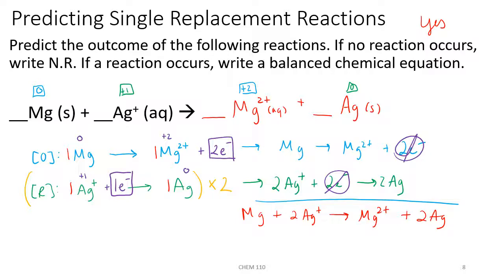We can plug them in at the top. 1 magnesium, 2 silver, 1 magnesium ion, 2 silver on the right. The only way we could figure those out was by going through the ion-electron method and determining the changes in the charges for our overall balanced net ionic equation.